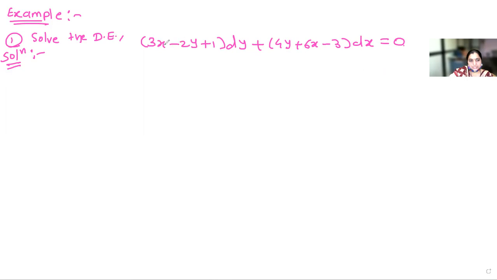Here you can easily see that the degree of each term is not the same, because in the equation we have 3x minus 2y plus 1. Plus 1 means there is a constant term here, so the degree of each term is not the same. So definitely this is which kind of differential equation? Non-homogeneous differential equation. Firstly we rewrite the equation in standard form. So dy by dx can be written as minus (4y plus 6x minus 3) divided by (3x minus 2y plus 1).